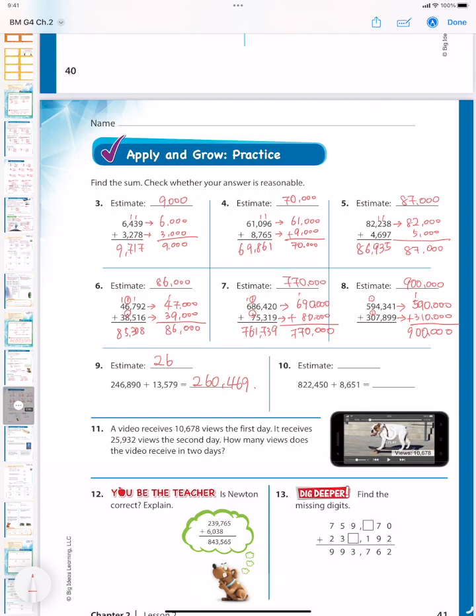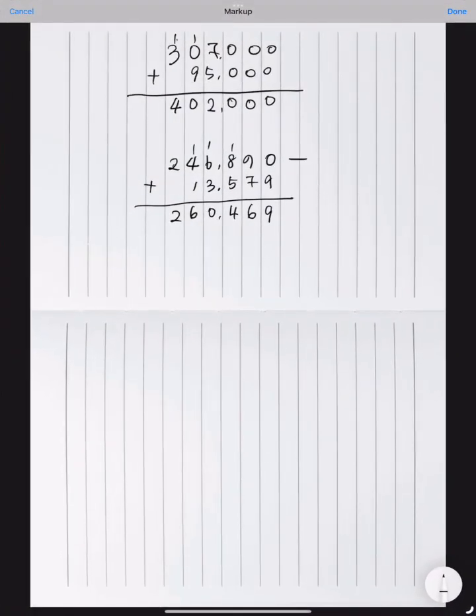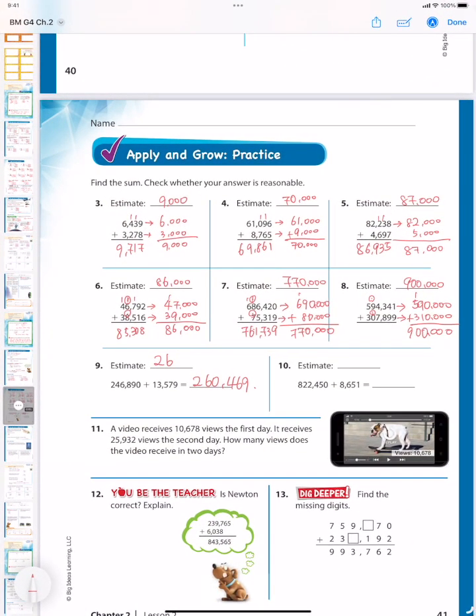And our estimate, I'm going to use the thousands place. So I'm going to put 247,000 and 14,000. When you add them together, 11, carry one up, 6, 2. Oh, it's very close, right? 261,000. So your answer is reasonable.